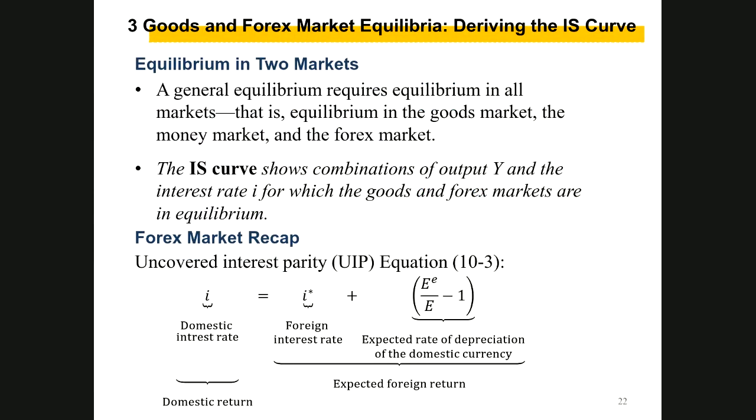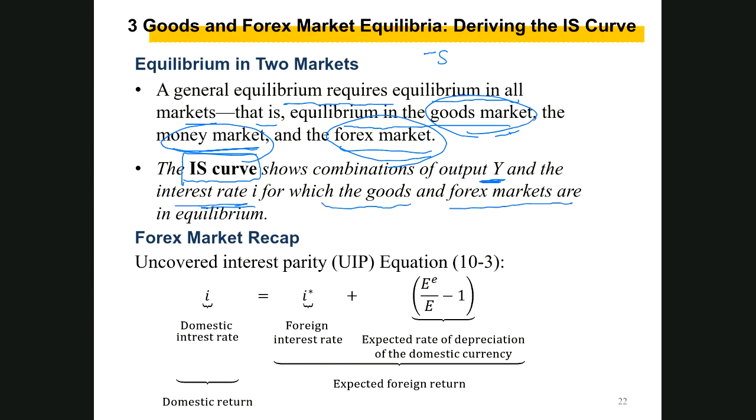So we introduce the IS curve. Okay, general equilibrium requires equilibrium in all markets. That is equilibrium in the goods market, the money market, and the foreign exchange market. So the IS curve shows combinations of output Y and the interest rate for which the goods and the foreign exchange markets are in equilibrium.